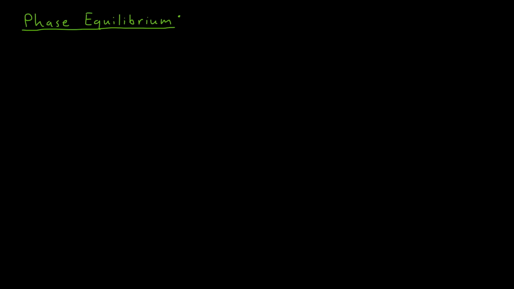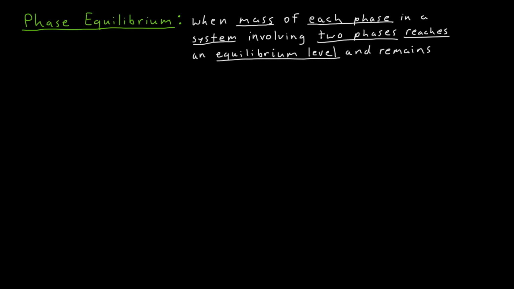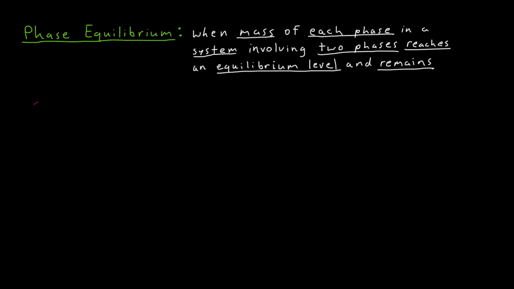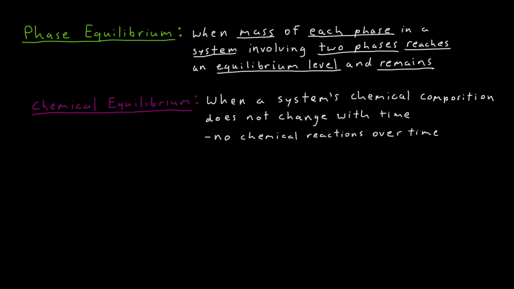Next up, we also have phase equilibrium, which is pretty much whenever the mass of each phase in a system involving two phases reaches an equilibrium level and remains. So the mass of each phase in a system that involves two phases reaches and maintains an equilibrium level. Additionally, there is also chemical equilibrium. And simply put, this is whenever a system's chemical composition does not change with time. So there are basically no chemical reactions that occur over time.